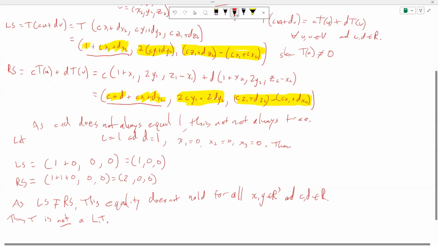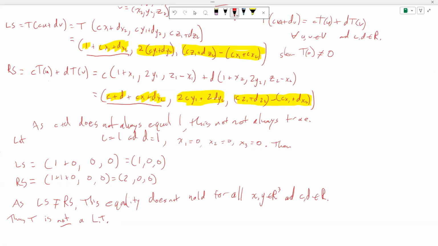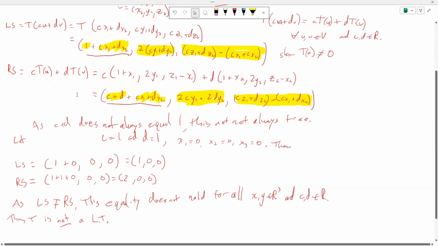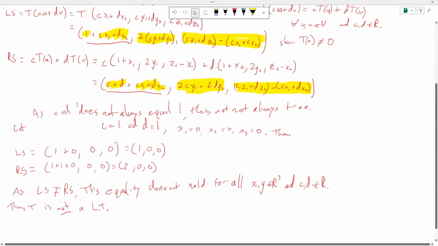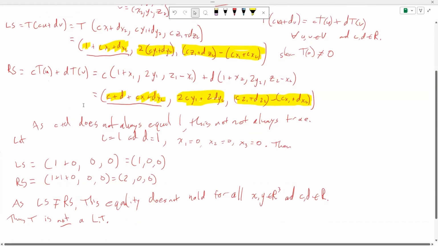Again, all you need to do is come up with an example to show it's not a linear transformation. But comparing the left-hand side and right-hand side is typically an easy way to come up with that example. Okay. So because it's not a linear transformation, we don't have a matrix representation.